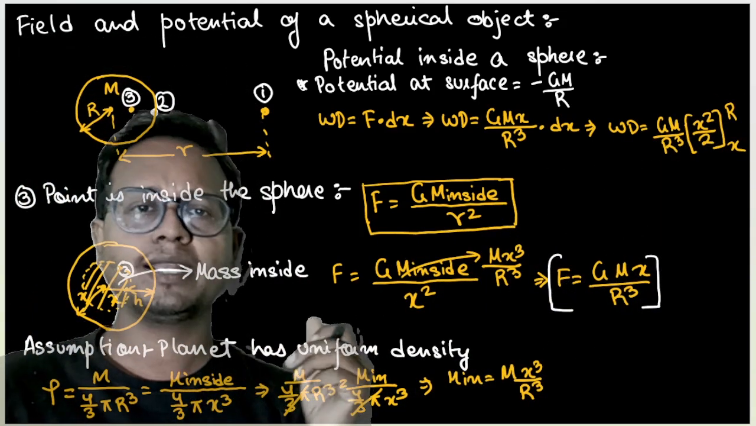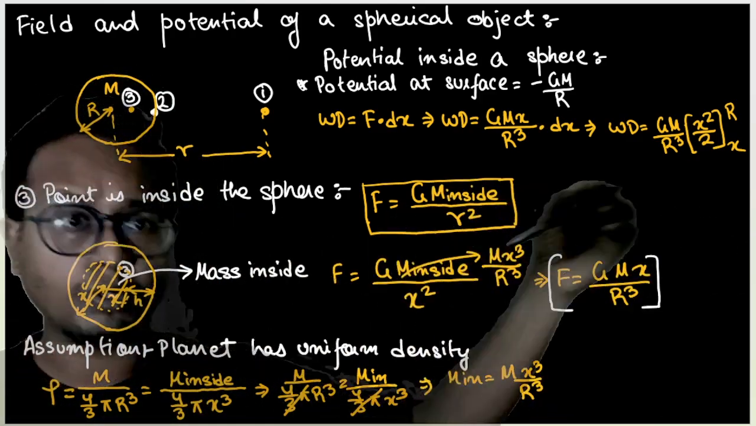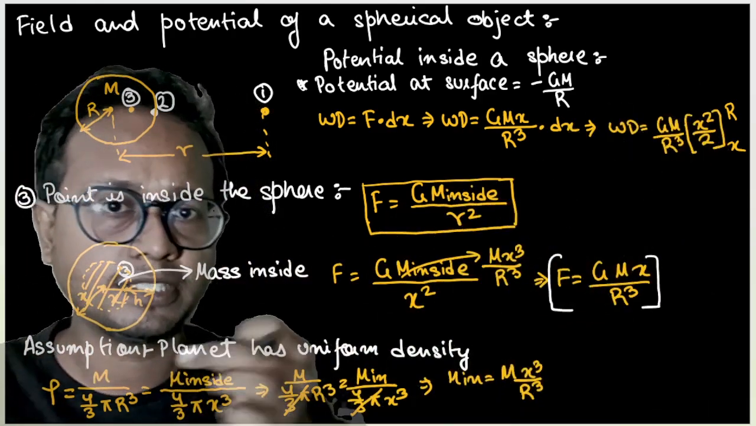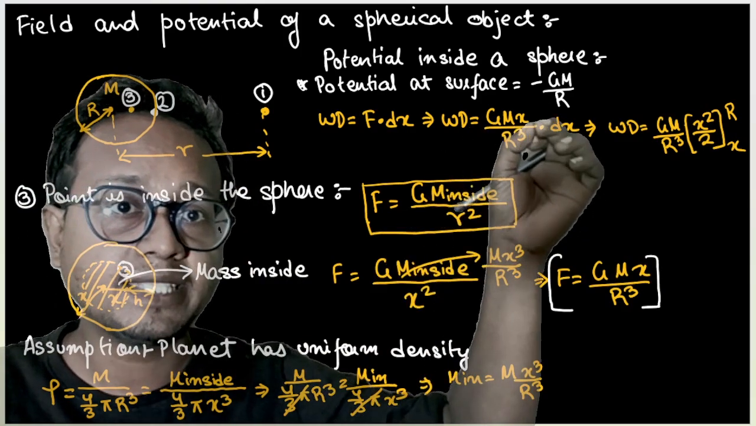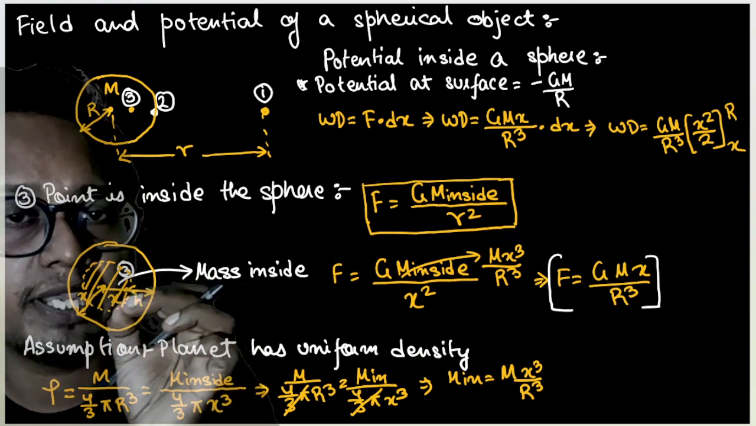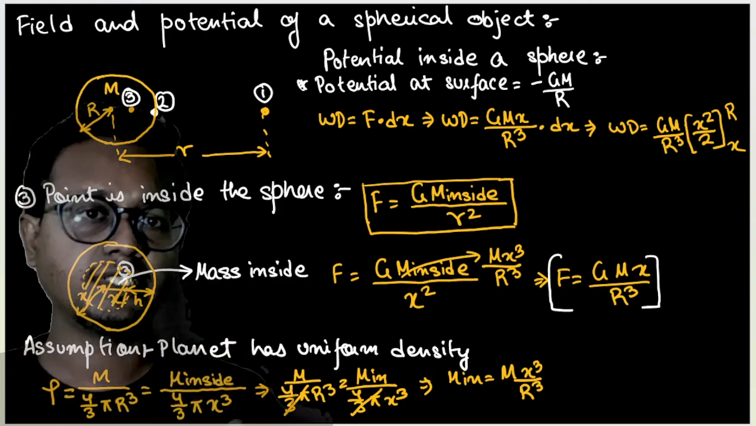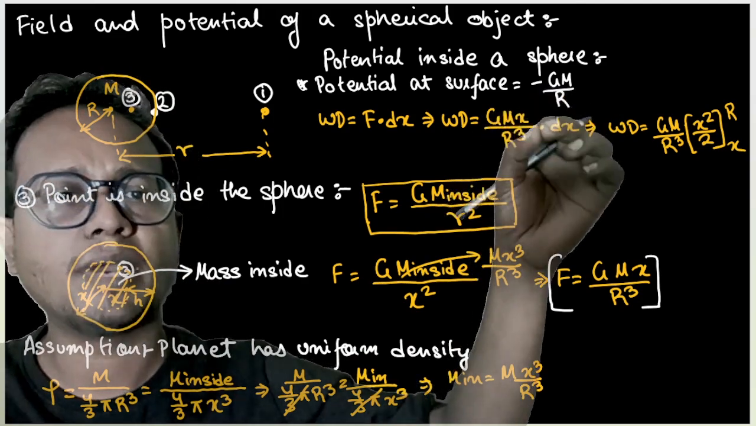Okay, why, sir? Why are we bringing a point charge or point mass from infinity to this point? No, so why is the lower limit x and the upper limit at the surface? See, the variable that I'm integrating out here is GMx by R cube. x is nothing but the distance from the center. So when I'm using distance from the center, the lower limit would be x and the upper limit would be R, no, isn't it?